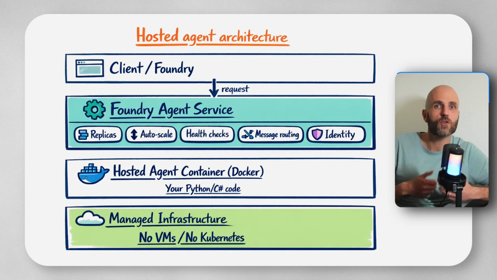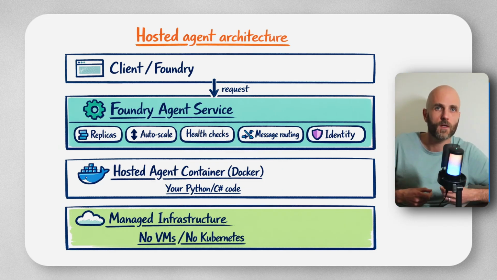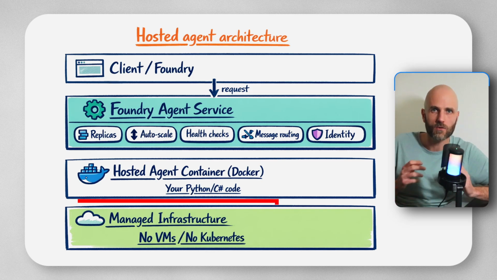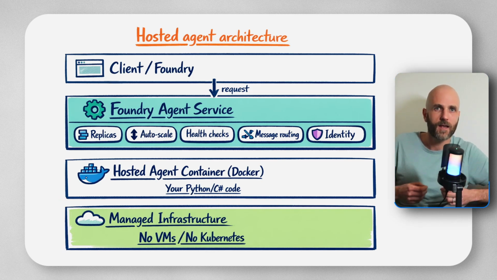So what is this thing really, when I say hosted agent? At the core, it's my agent code inside a Docker container. I build it, I version it, and Microsoft Foundry deploys it onto managed infrastructure. I'm not managing VMs, I'm not managing Kubernetes, I'm not hand-building all the hosting plumbing. I give it an image and it runs.